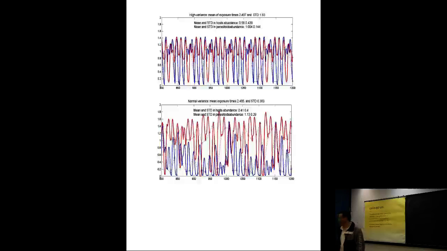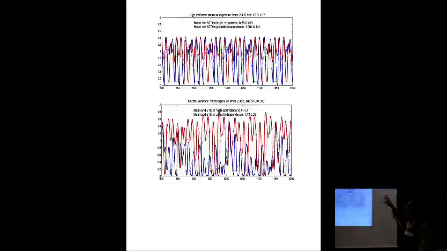I don't need to do that because basically here, if you look at, okay, let me see. The upper graph represents the high variance treatment, okay? The lower graph represents the normal variance treatment. And in the upper one, you can see the population, both host and parasitoid, goes up and down pretty regularly. And in the normal treatment, the population goes up and down, not that regularly. Does that make sense?